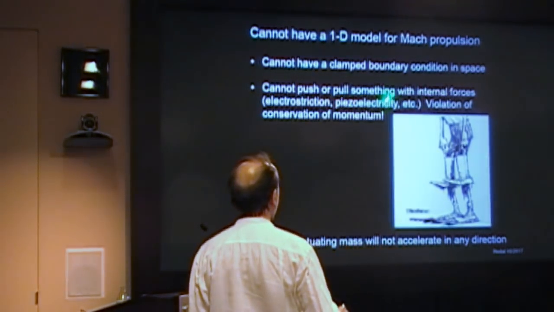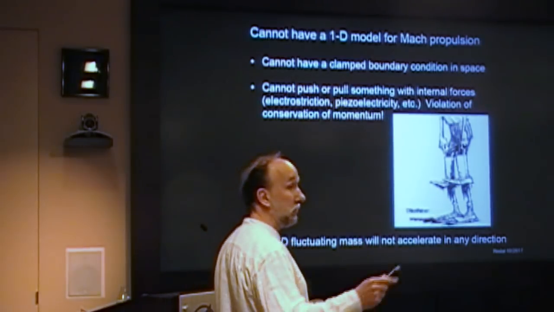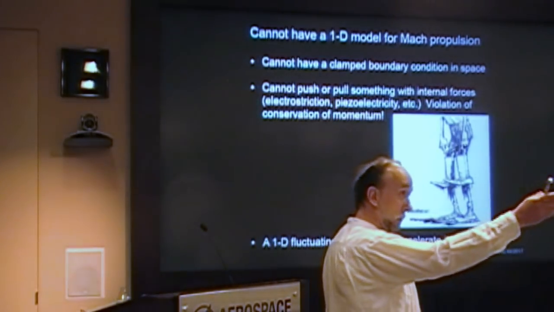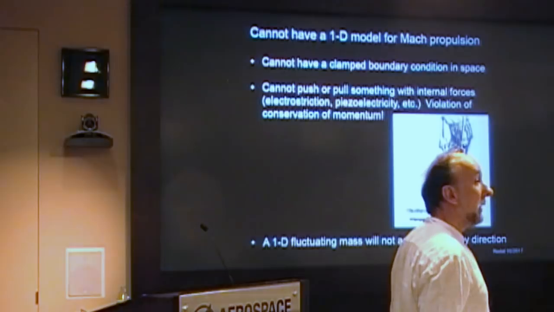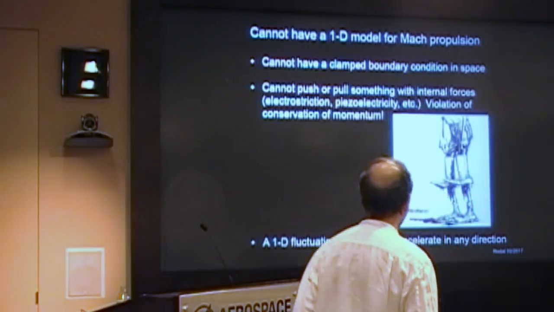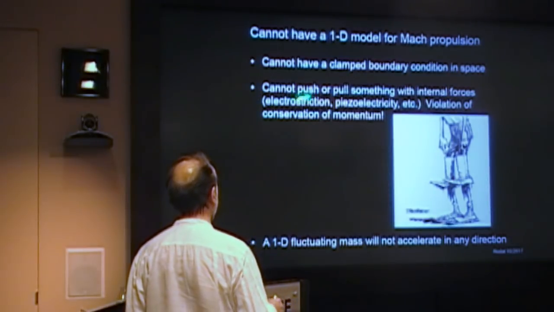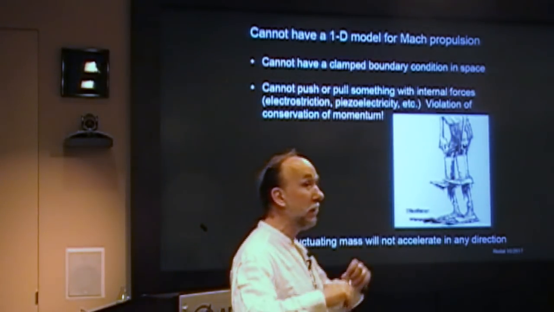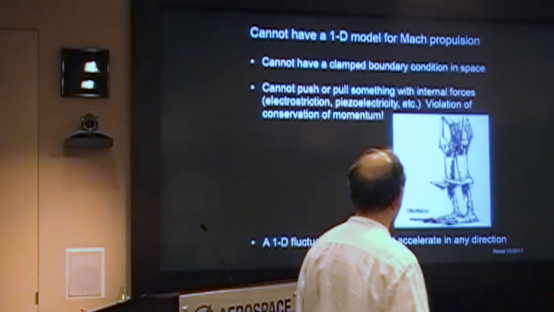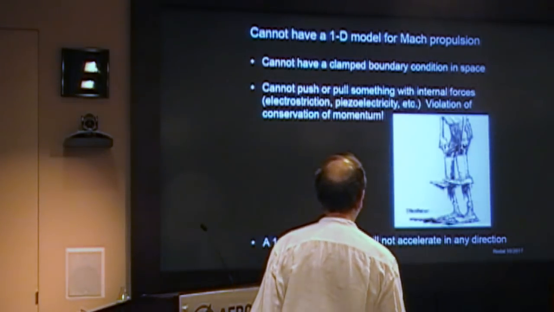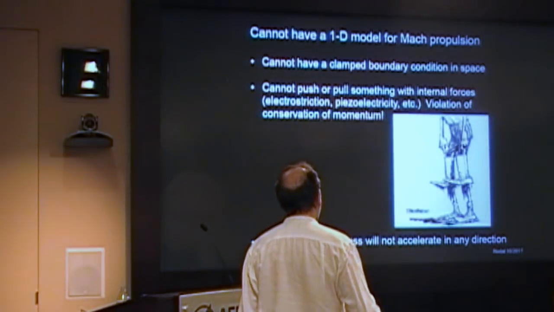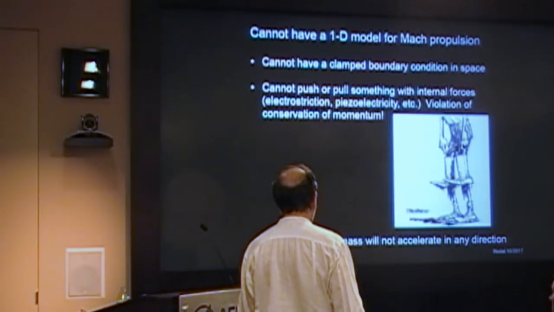You cannot push or pull something besides with internal forces, like we were talking about with the EM drive, like you very well said. How can you have any acceleration of the center of mass due to any internal forces? No, it doesn't matter whether it's electrostriction, piezoelectricity, V cross B, or whatever. It's a violation of conservation of momentum. A 1D fluctuating mass will not accelerate in any direction.